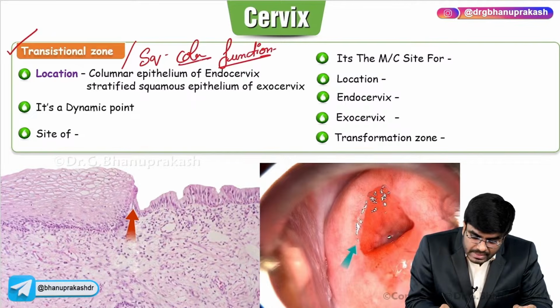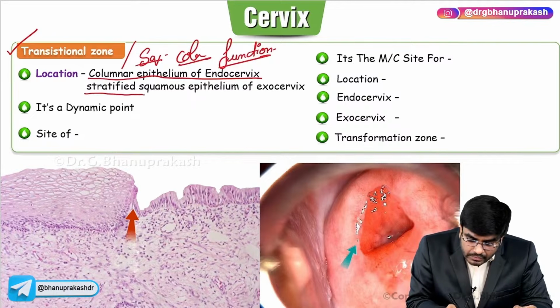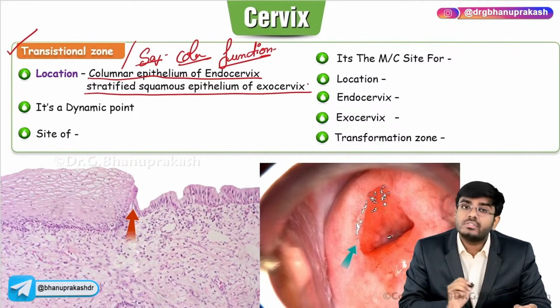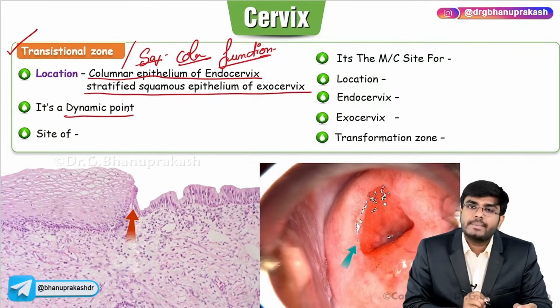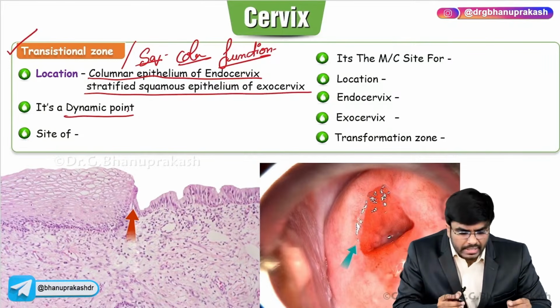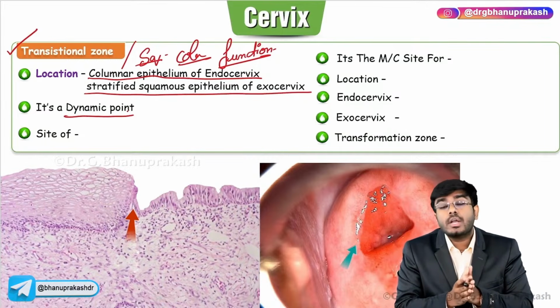Okay, so that's the place where columnar epithelium of the endocervix is getting converted to stratified squamous epithelium of the exocervix. What are the important points? See, it's a dynamic point. What does it mean by dynamic point? See, it usually changes according to the age.